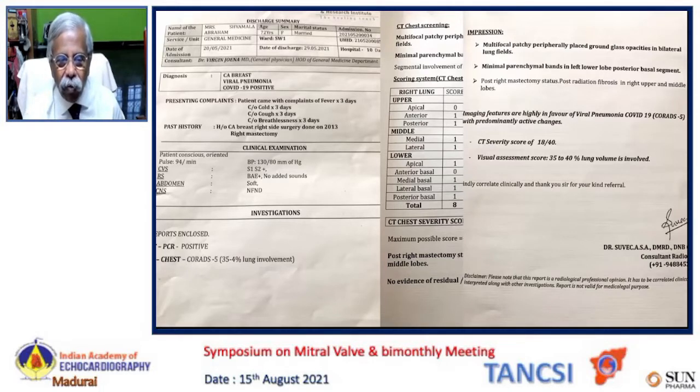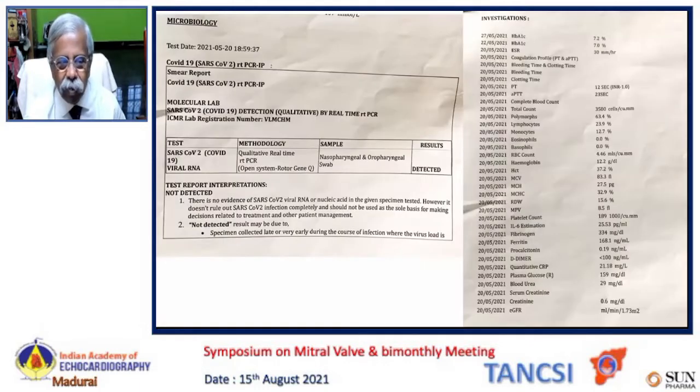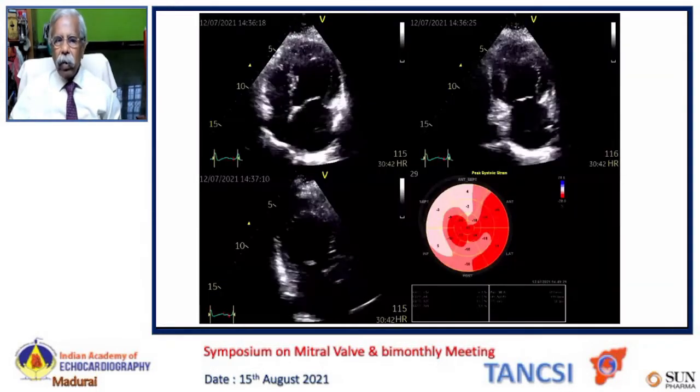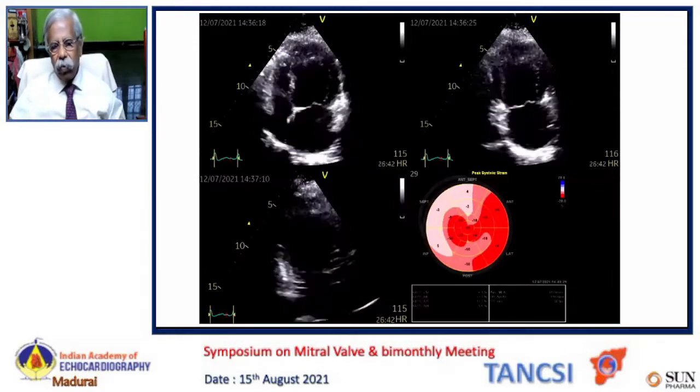She had been under our follow-up since the year 2011. In 2013, she had carcinoma breast and was operated. And these are her lab reports during her admission in the month of May. You can see here the D-dimer was less than 100, procalcitonin 0.19, and ferritin 168, and the CRP was markedly elevated. And this is the CT chest at that time. This is during her admission this time.